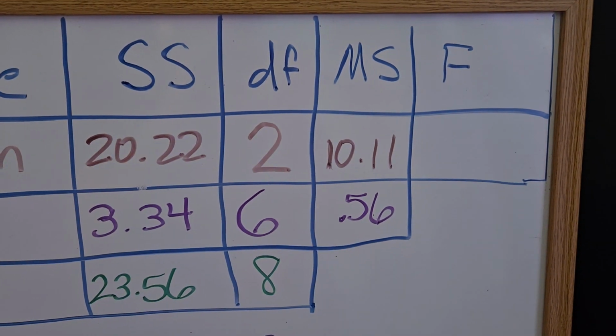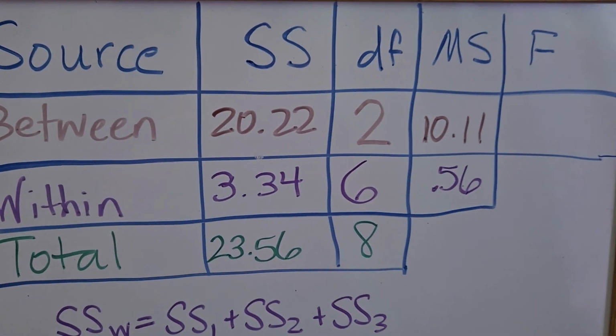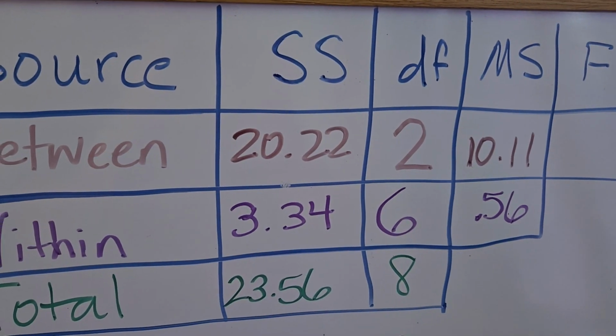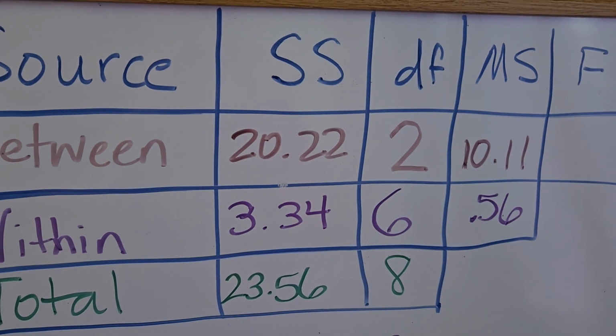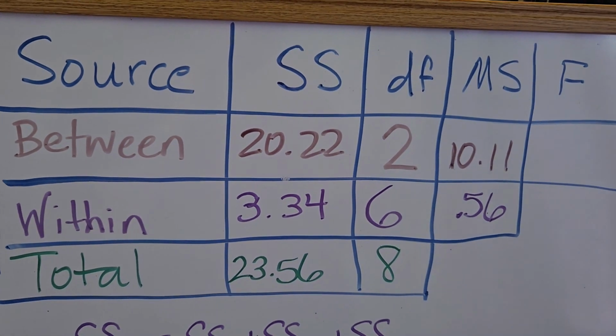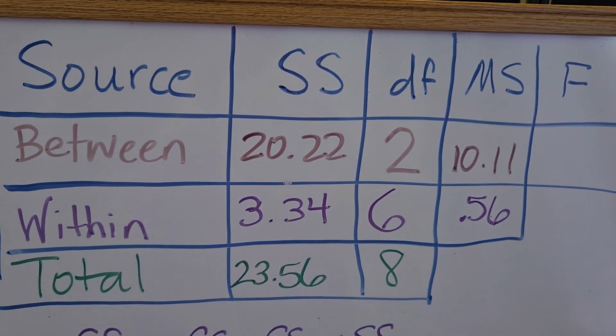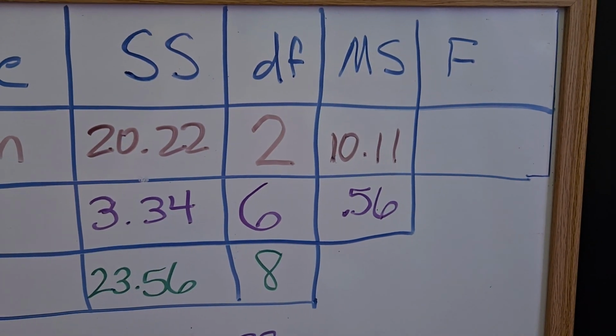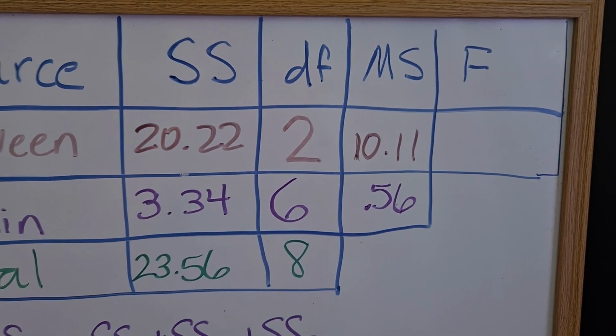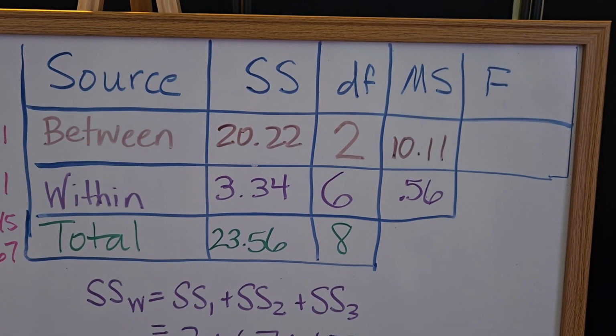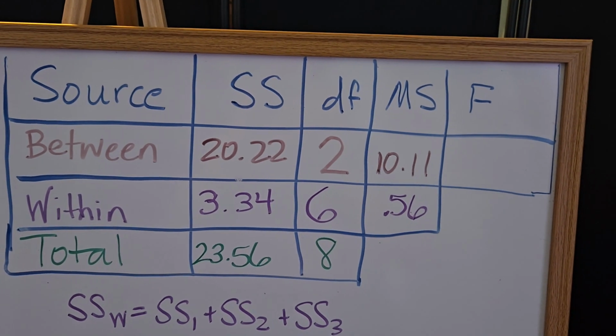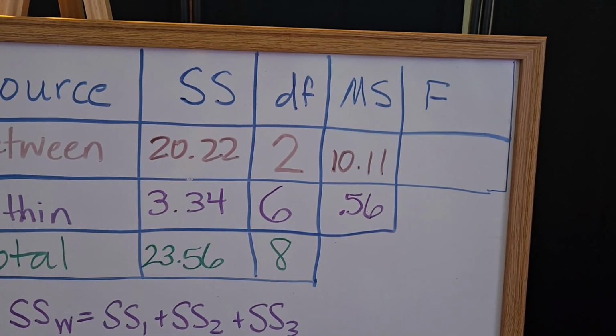Now, your mean squares within is sum of squares within divided by degrees of freedom within. So it's going to be 3.34 divided by 6. So we get 0.56 as our mean squares within. Now we have all the ingredients to compute our F ratio.